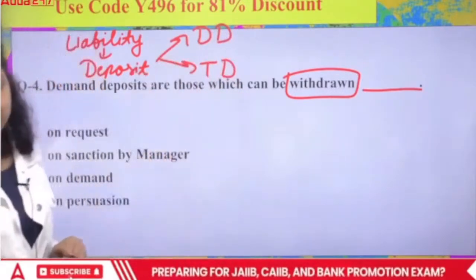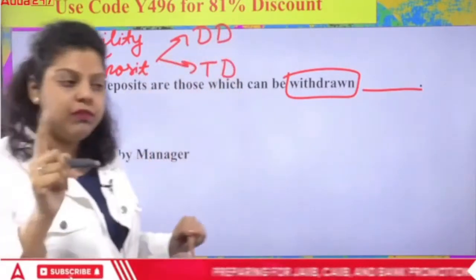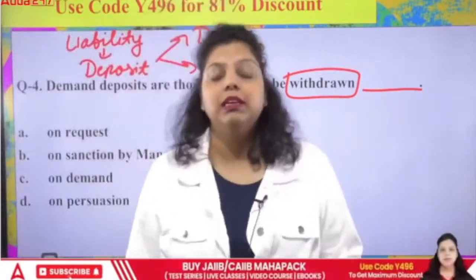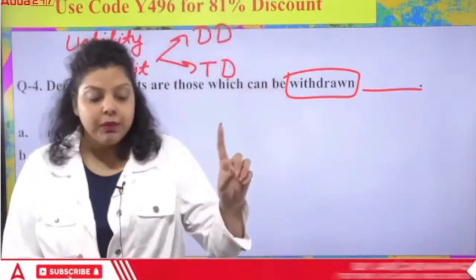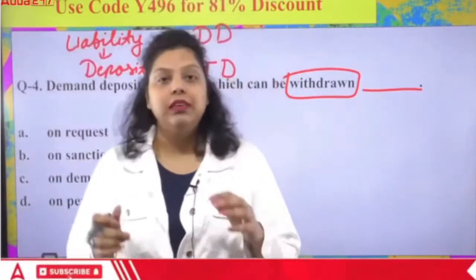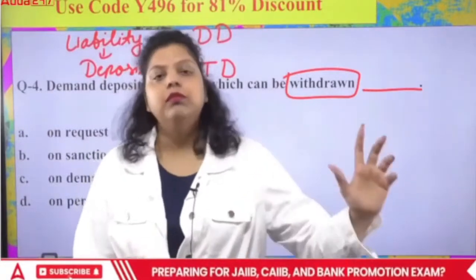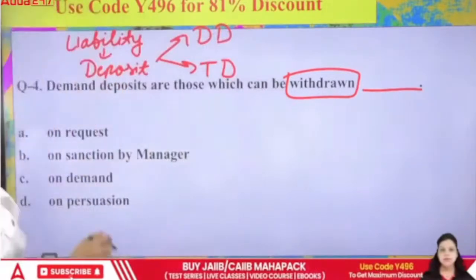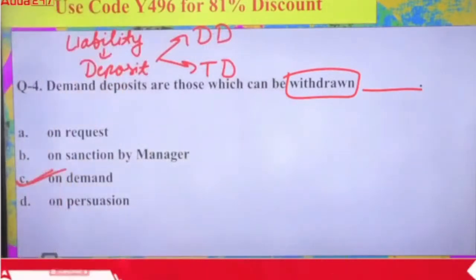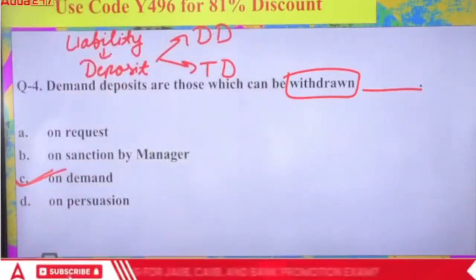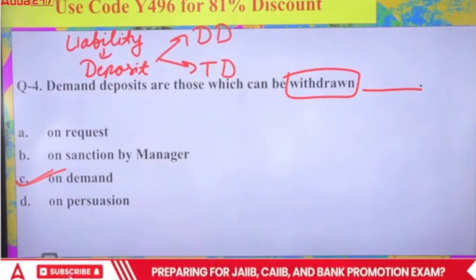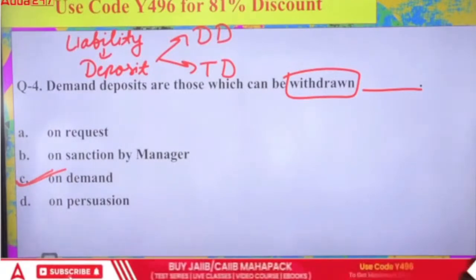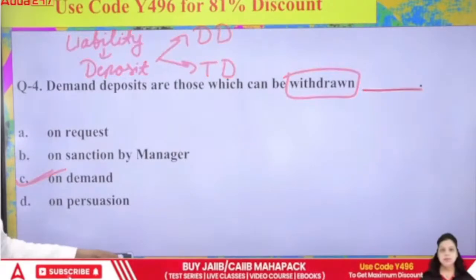The demand deposit is a type of deposit which can be withdrawn or deposited by the customer on their own demand. But the term deposit is a type of deposit in which the customer will be able to get the money after a certain maturity period only. So the right answer will be C, that is on demand. On demand, the customer is allowed to withdraw the money. So the right answer is C.